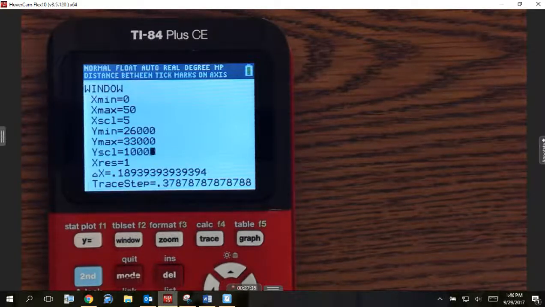Is it a line or is it a parabola? If it's a line, you would use linear regression. If it's a parabola, you will use quadratic regression. You don't have to graph the equation, you just need to write it down. You don't have to do the bars thing and copy it.